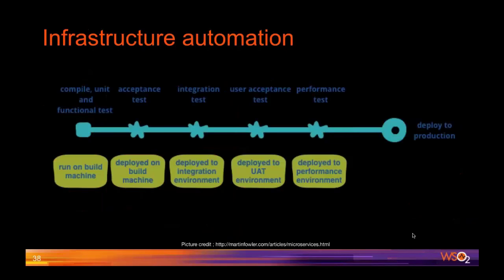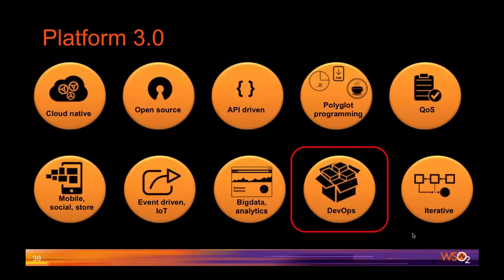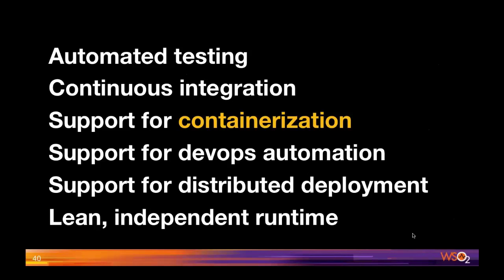Then infrastructure automation is critical, that is how you automate everything. That's how you can quickly release your microservices. So from the platform 3.0 concept, DevOps friendliness comes into the picture, where you will enable different types of DevOps capabilities to have automated testing, continuous integration, and support for containerization.